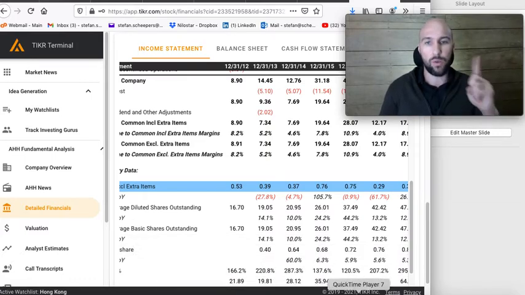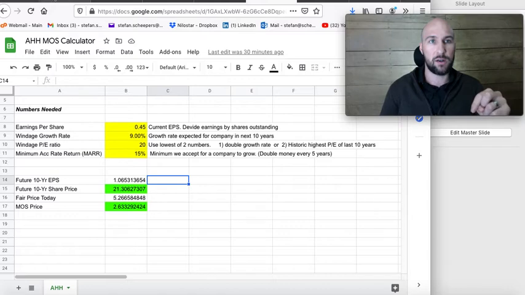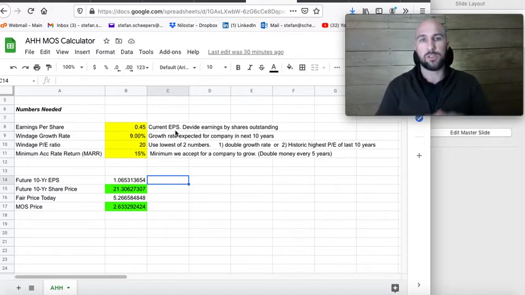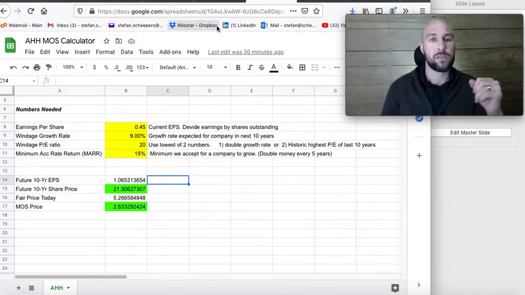The first number that we will need is the earnings per share. Let's go get the earnings per share. I put 0.45 here. That just means the current earnings per share. So you take the earnings of the company and divide it by the shares outstanding, and you will get the earnings per share. So I used 0.45.